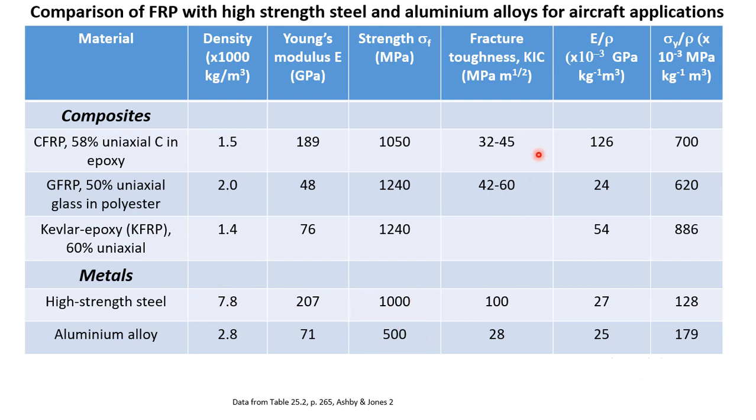Now we will compare the fracture toughness, because fracture toughness along with modulus and strength is a very important mechanical property. If the material has very high strength but low fracture toughness, then this material may not be used for very specialized applications. So here we see that CFRP has got fracture toughness of, in these units, megapascal meter to the power 1/2, 32 to 45. And GFRP with polyester matrix has slightly better fracture toughness. High strength steel has got very high fracture toughness, whereas aluminum is on the lower side.